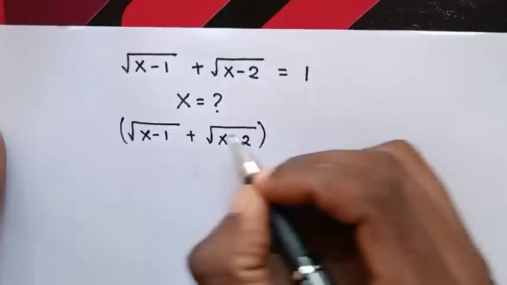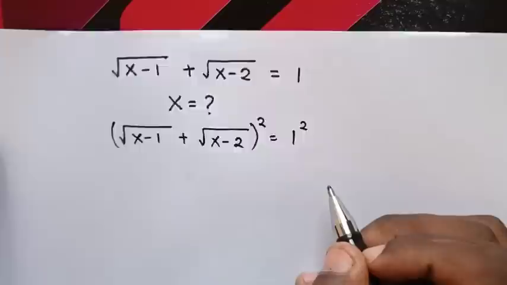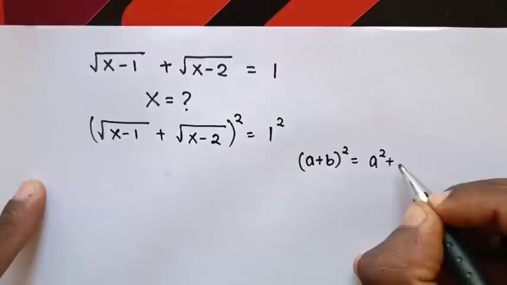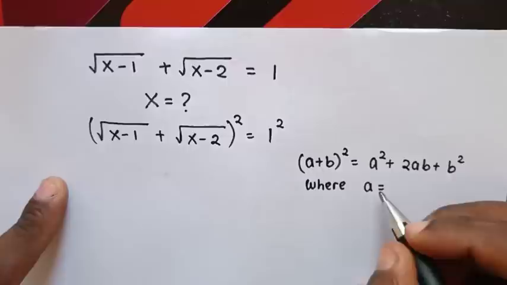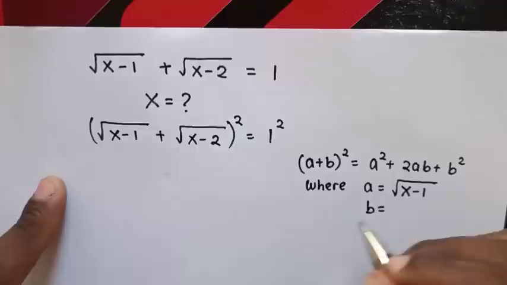So here we will apply this rule, which is (a plus b) bracket square is equal to a square plus 2ab plus b square. Whereas a is equal to this square root of x minus 1 and b is equal to this square root of x minus 2.